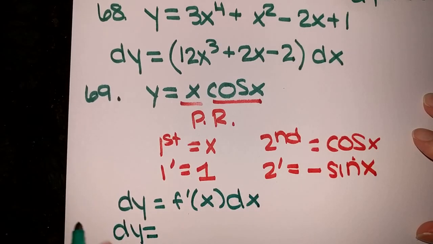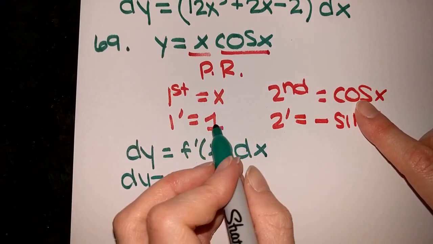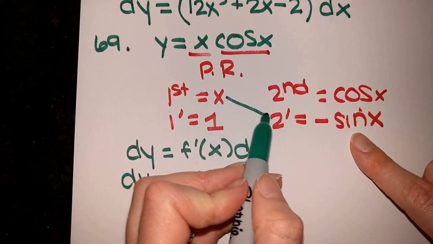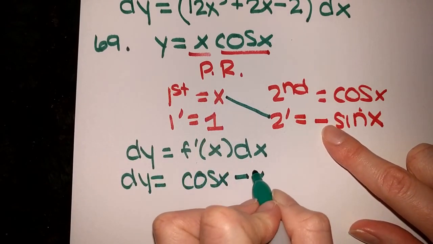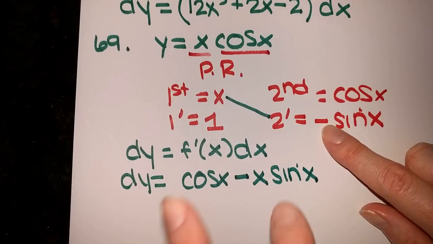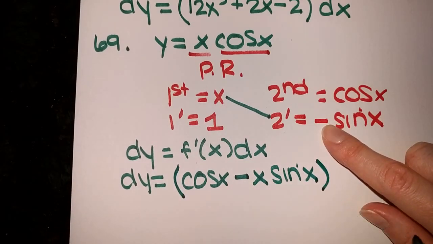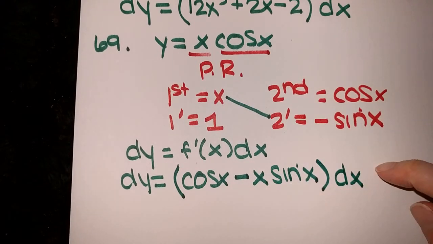So dy is equal to, now my f prime of x is going to be cosine x times 1. And then when I do this diagonal, I'm going to have an x times a negative, so that gives us negative x sine x. And because our derivative is two terms, we put parentheses around that and then multiply by dx. And that is our differential.